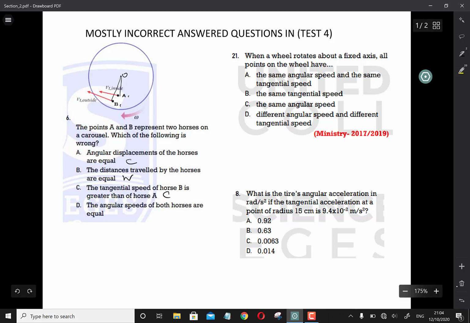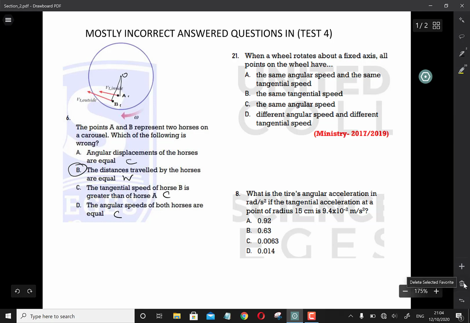D. The angular speeds of both horses are equal. This is also correct because the carousel is a rigid object. For a rigid object, all angular quantities for every single point, every horse, are the same. This is also correct. So the incorrect answer is B.